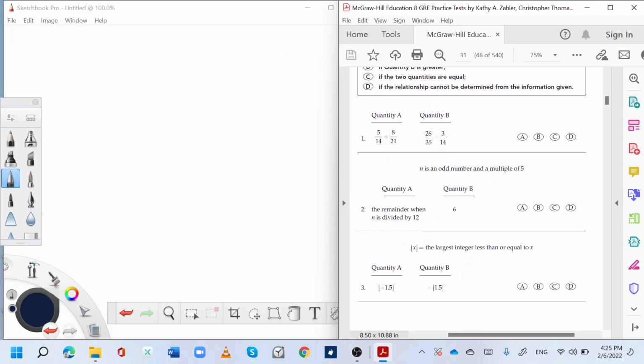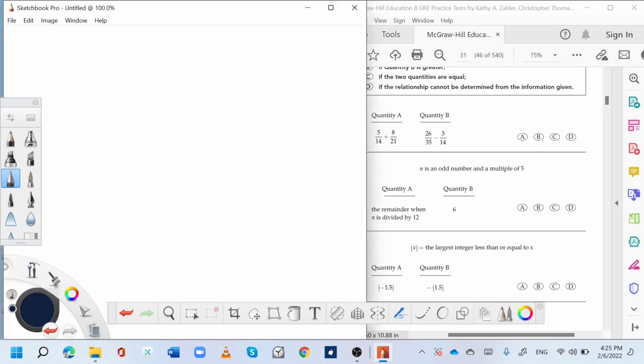N is an odd number and a multiple of 5. And so we want to determine if the remainder, when n is divided by 12, is greater, or if 6 is greater. So let's just do a couple quick examples. It's a multiple of 5, so 5 over 12, n is divided by 12, and then we're going to compare that. Let's see, what's our remainder? Well, we don't have a remainder, it's less than 1, so it's already not looking good.